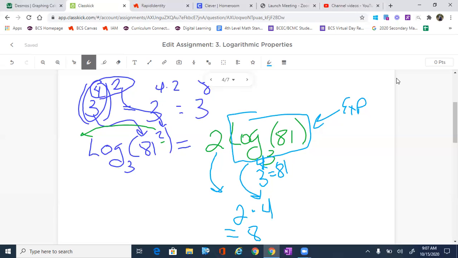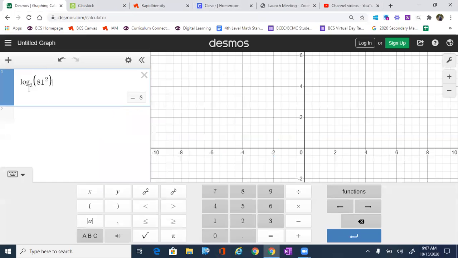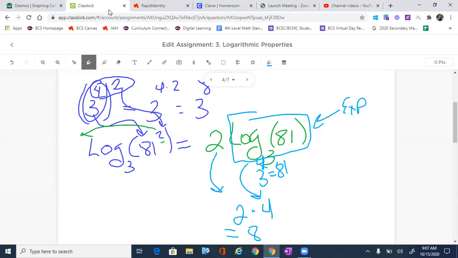And guess what? If I go log base 3 of 81 squared, let's go over to Desmos and just type that in. And guess what? Log base 3 of 81 squared is also 8, just based off of Desmos. Boom. Therefore, providing some evidence that all we have to do is, if a logarithm has an exponent, we just shoot it out to the front because it is a power to a power, and you multiply exponents.